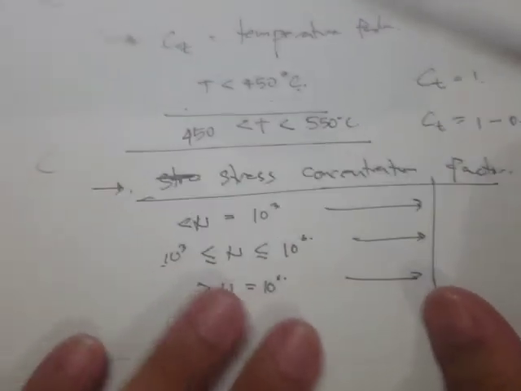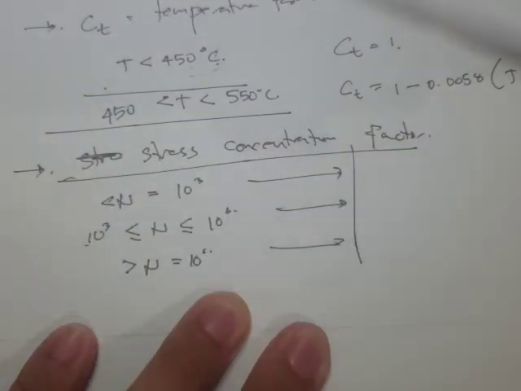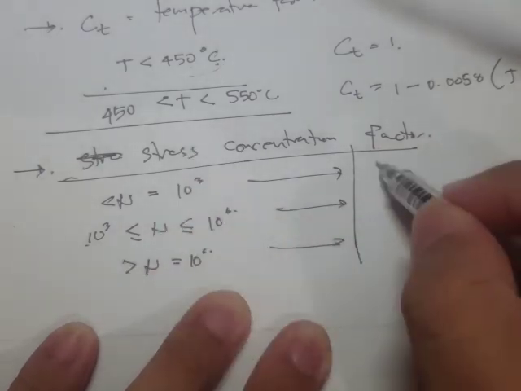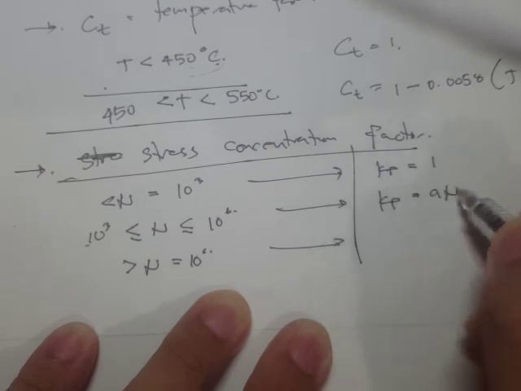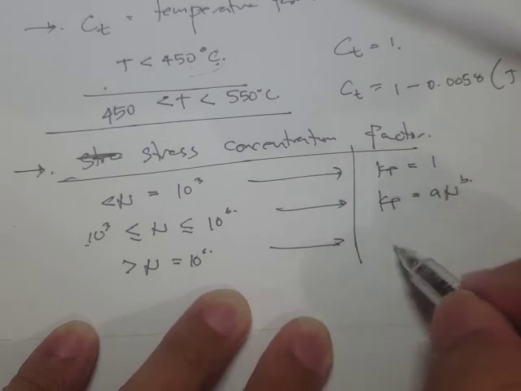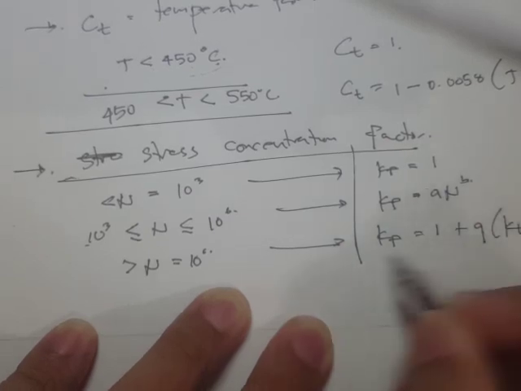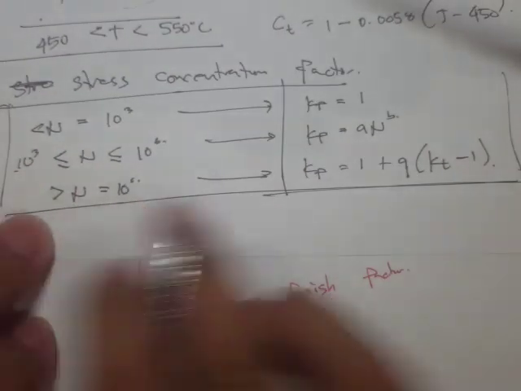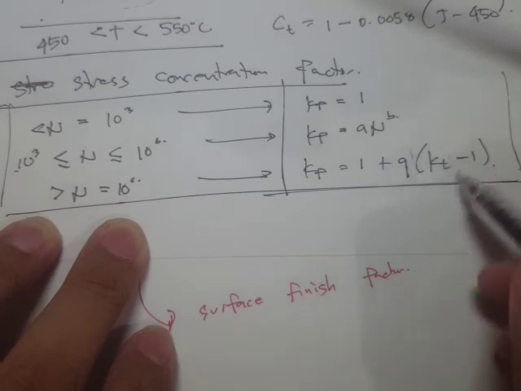Right, so you can just check the textbook about this, but in order to use this stress concentration factor, you just have to find the values of the parameters right here. Right, so let's say kf is equal to 1 plus q(kt minus 1). Right, so there's a lot of data that you need. For example, if you are in this 10 to the 6, then you need this q or notch sensitivity, and you also need to find this one.